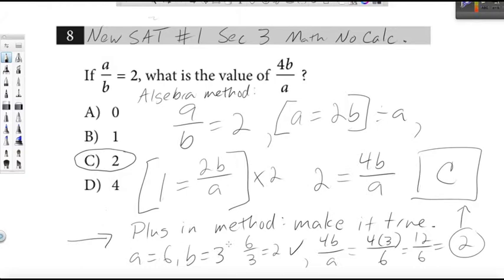Notice how I label them. 6 over 3 equals 2. Yes, that works, right? So a over b equals 6 over 3 equals 2, and that works. So now we just want to see what 4b over a would be if we plug in 3 for b and 6 for a. So 4 times 3 is 12 over 6 equals 2, and so that also backs up our answer choice C.